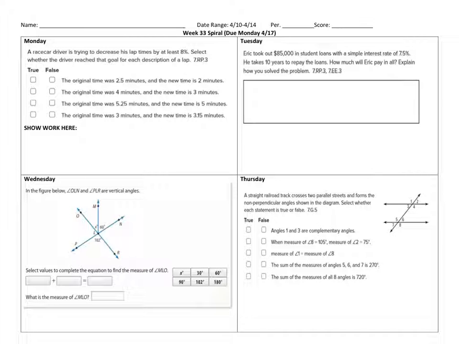We're going to go ahead and go over week 33 for our spiral. Make sure that you click the accurate answers before submitting.